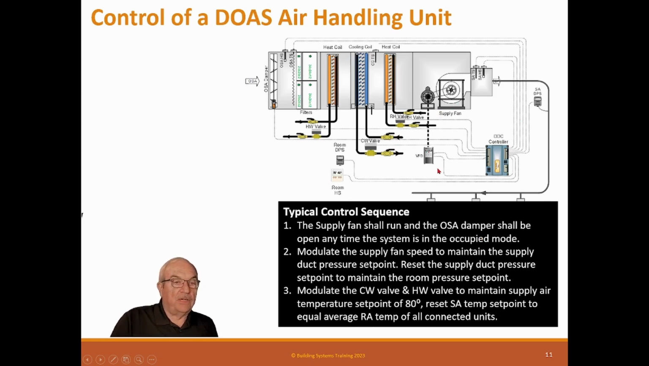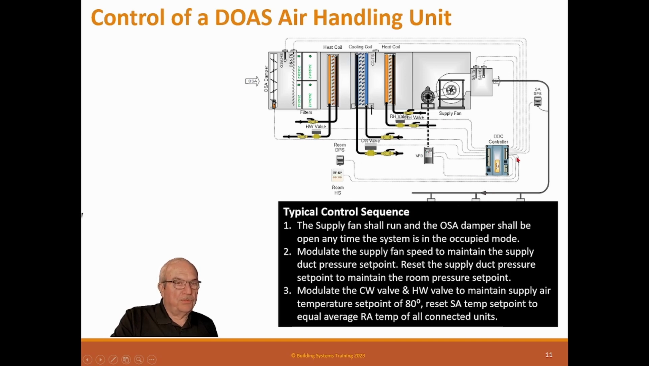Modulate the chill water valve and hot water valve to maintain supply air temperature set point of 80 degrees. Reset the supply air temperature set point to equal average return air temperature of all connected units. So again, like I said, we're not trying to provide air conditioning. We're trying to relieve these air handling units of their outside air load.